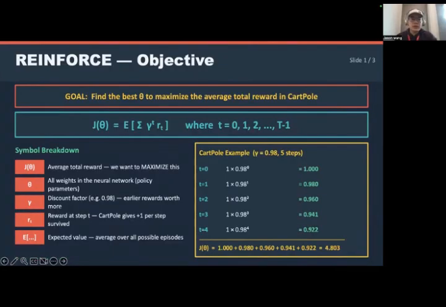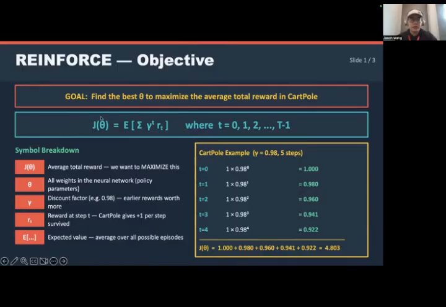Okay, so now we understand the environments. Let's move on to the reinforcement algorithm. The first part is the objective. The goal of reinforcement is to find the best theta to maximize the average total rewards. So what is theta? It is all the weights in the neural network. Adjusting theta means adjusting how the agent makes decisions.